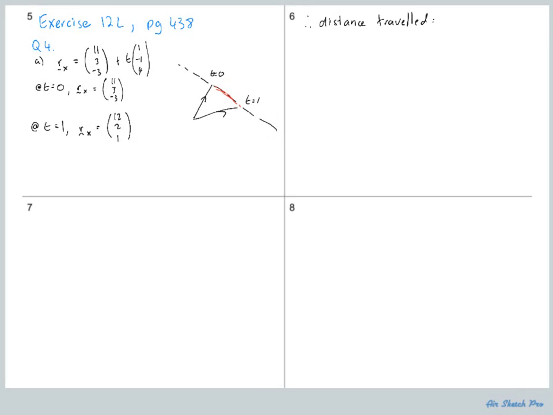So I'm going to go straight into putting my magnitude signs down, and I'm going to take the negative of the vector at t equals 1, so that's (12, 2, 1), and add the vector at t equals 0, which is (11, 3, -3). So there's my two vectors. I'm now going to add those two vectors together to make a resultant vector. So that's going to be 11 minus 12, which is negative 1, 3 minus 2, which is 1, and negative 3 minus 1, which is negative 4.